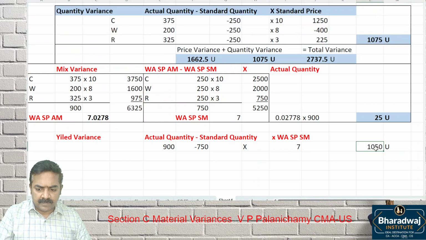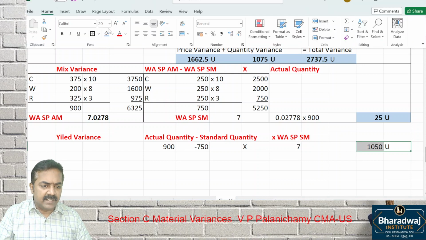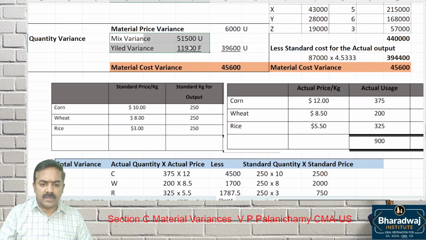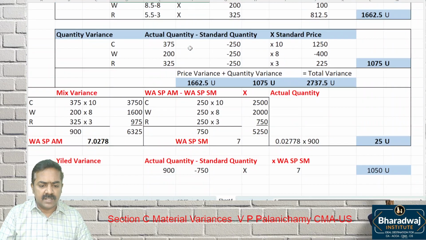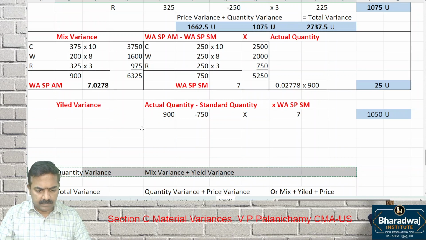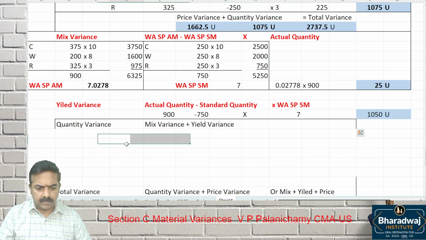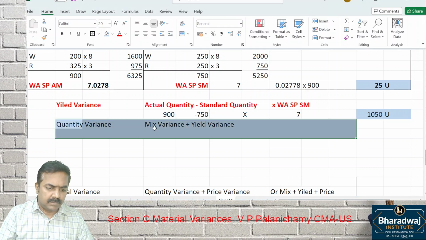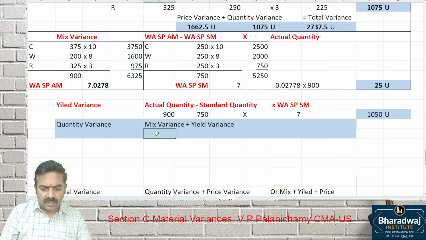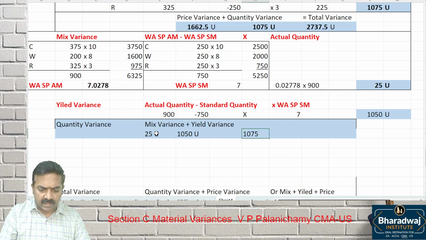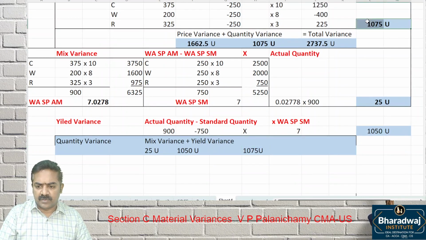Do you remember? Material quantity variance. What is the verification? Material quantity variance is the total of mix variance and which variance? Yield variance. Yes, mix variance is how much? 25 unfavorable. Yield variance is 1050 unfavorable. Total is 1075 unfavorable. Yes, we got 1075 unfavorable.